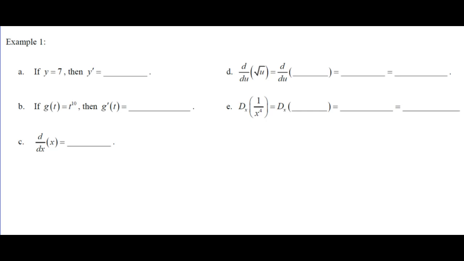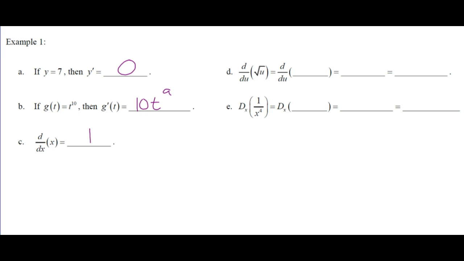Okay. Examples. So if y equals 7, just using different notation, then what's y prime? 0, right? The constant, it uses the constant rule. If g of t is t to the 10th, then g prime of t is? Yeah, 10t to the 9th. D by dx of x is? 1.